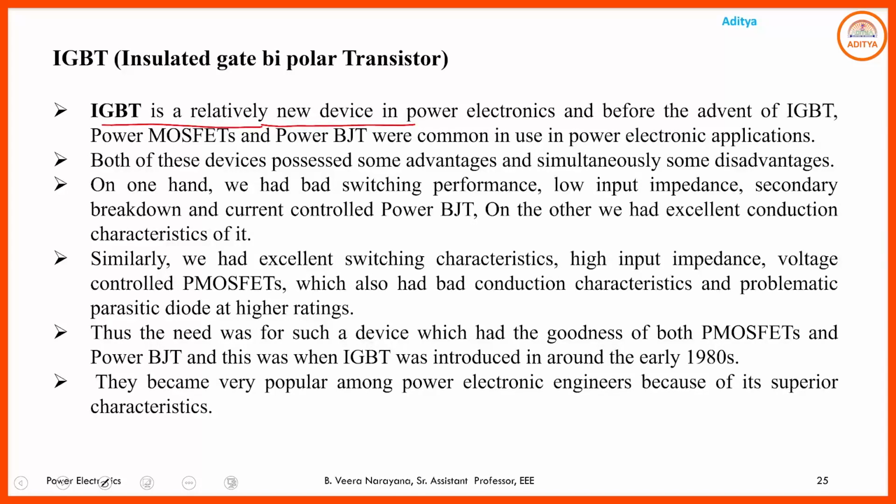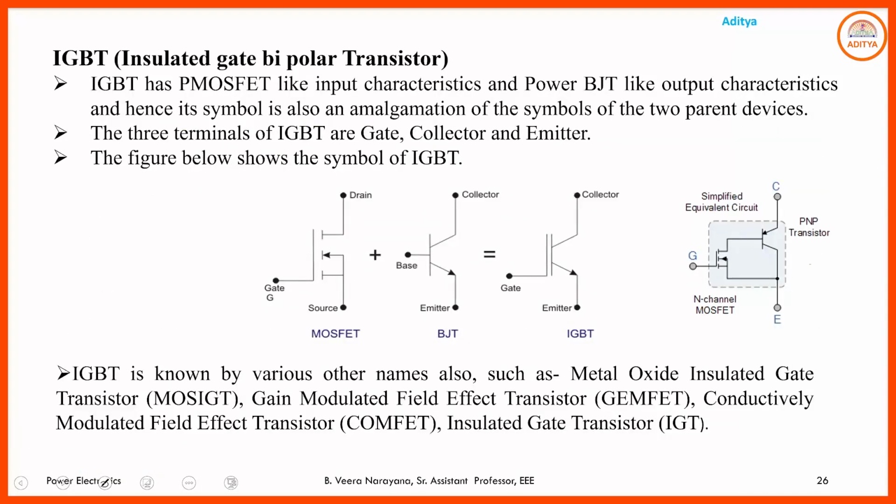And this IGBT is also a voltage controlled device. Why? Because it has input characteristics like a MOSFET, and the MOSFET is a voltage controlled device. So the IGBT is also a voltage controlled device. If you go through this symbolic representation of the IGBT, it is designed by combining the best qualities of both MOSFET and BJT.